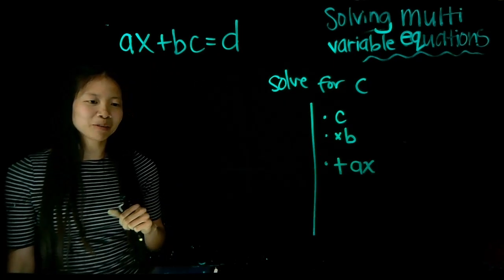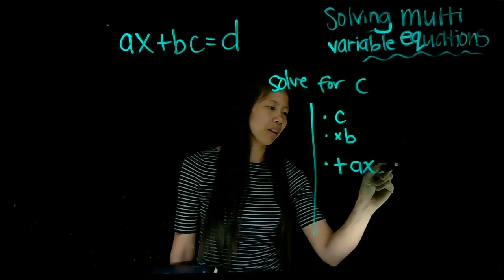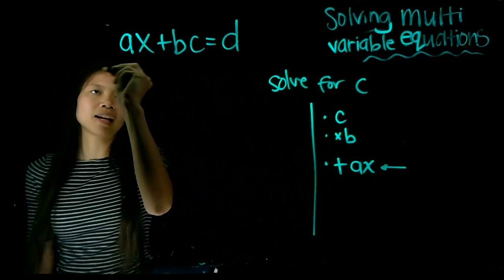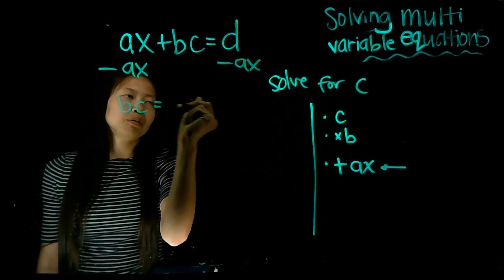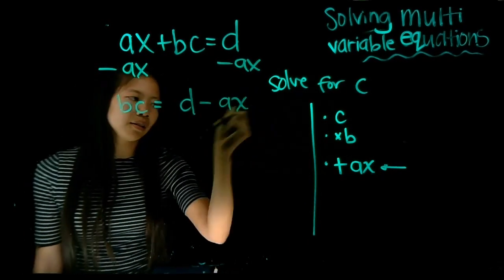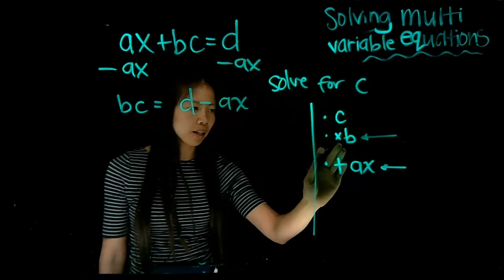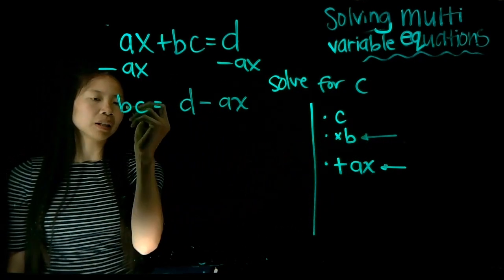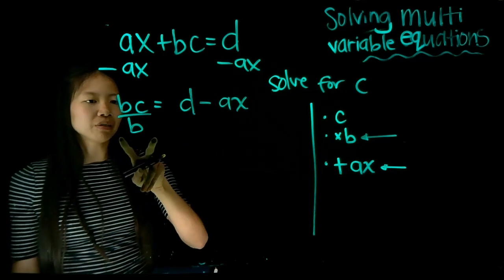All right, let's go backwards. To undo a plus a times x, we're going to undo it by subtracting ax on both sides. We got bc equals d minus a times x. All right, next up, c is being multiplied with b. To undo multiplication, we're going to divide. I'll divide this side by b. Whatever we do here, I have to do over here.